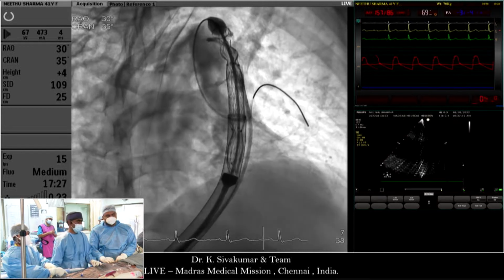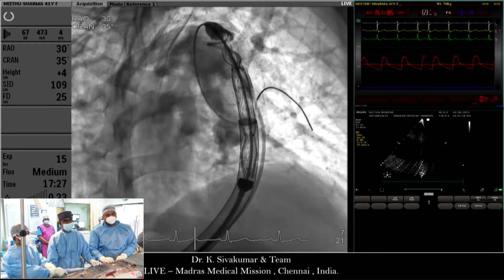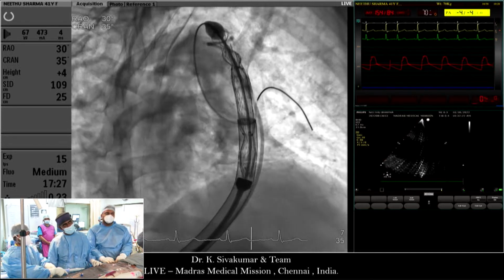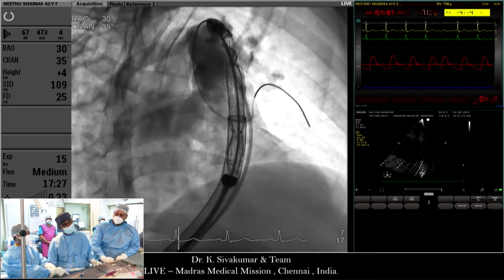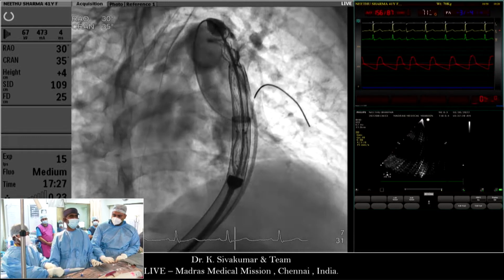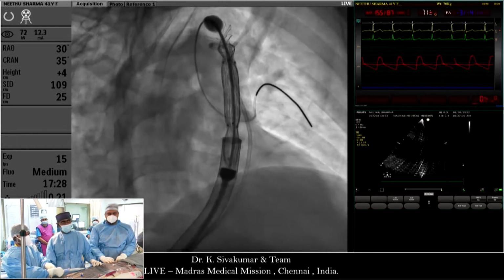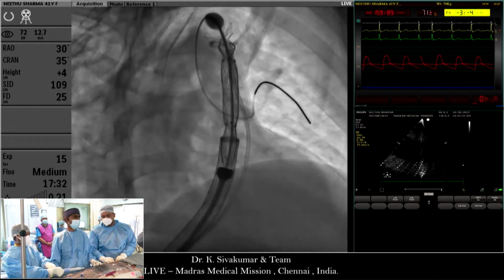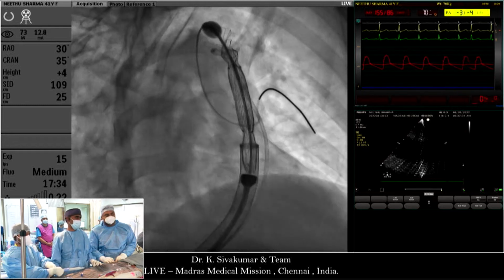Almost 99% of the labs in India are monoplane. Yeah. I think this is the best position. No need to go to lateral. Oh, thank you, you make life easier. I thought that it is biplane. There are only 2 or 3 labs in the whole country which are biplane.